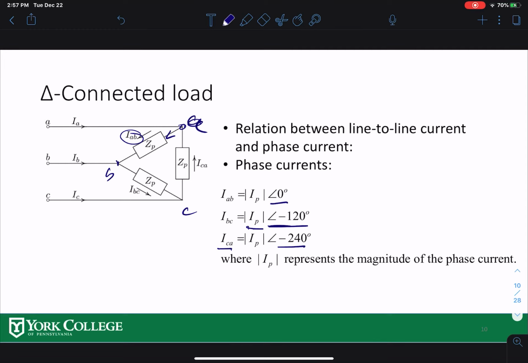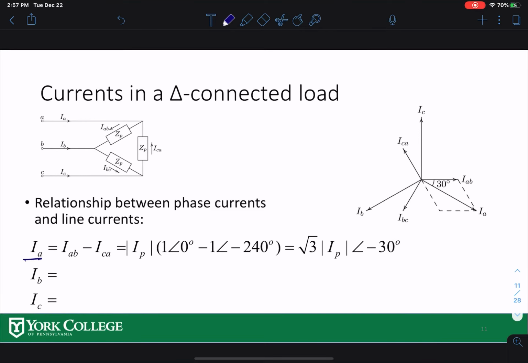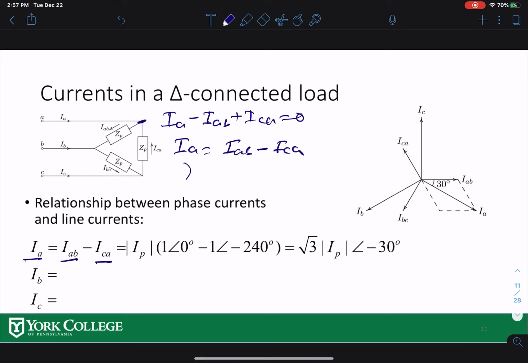So your IA, which is the line current over here, if you look at the line current coming in, and this also coming in, so that would be this one minus that one. So let me go over that over here. So IA is this current minus this current over here. If I have KCL over here, IA is coming in, negative IAB, and also ICA coming in, right? Should be equal to 0, it's KCL, right? Then your IA would be IAB minus ICA. That's right here, right?